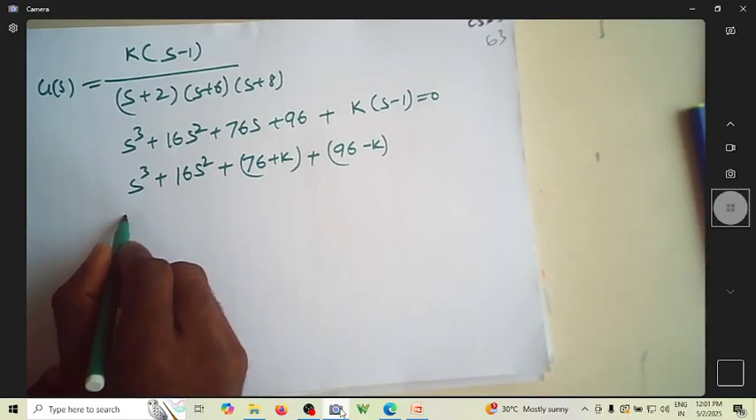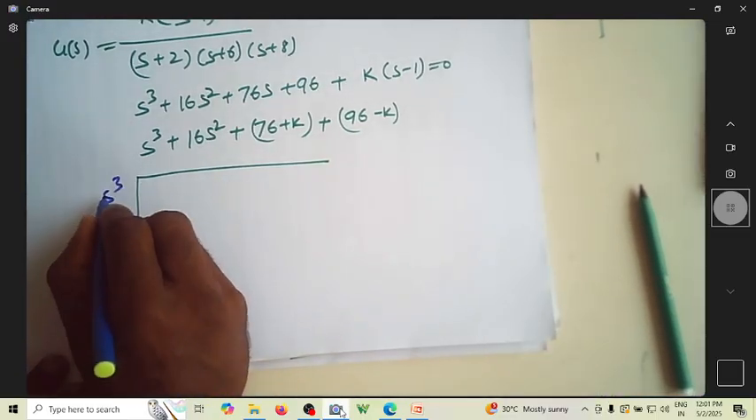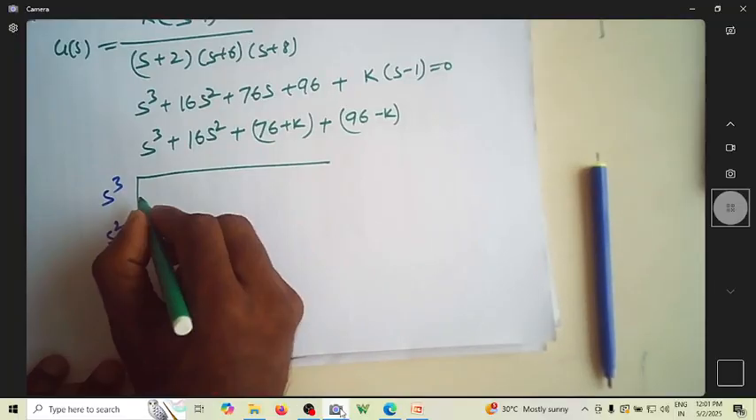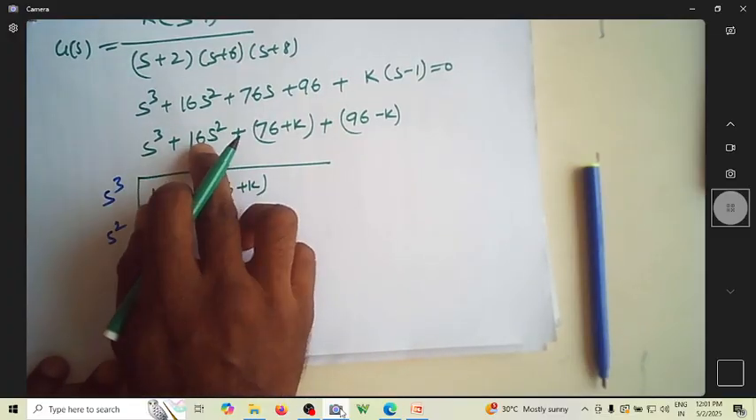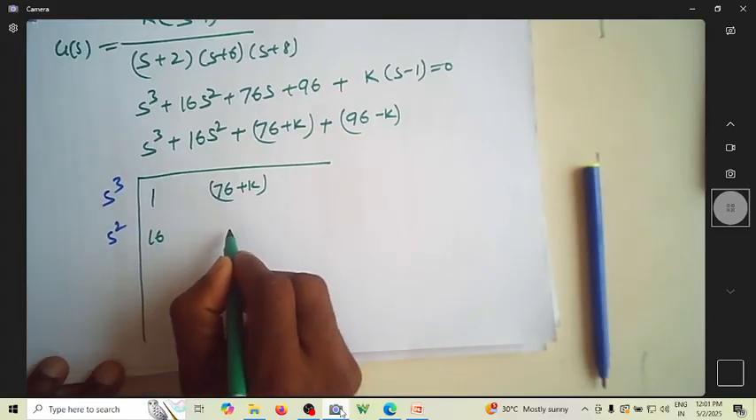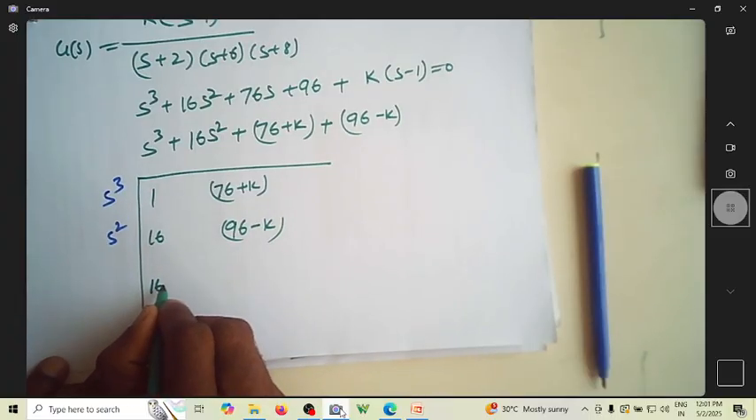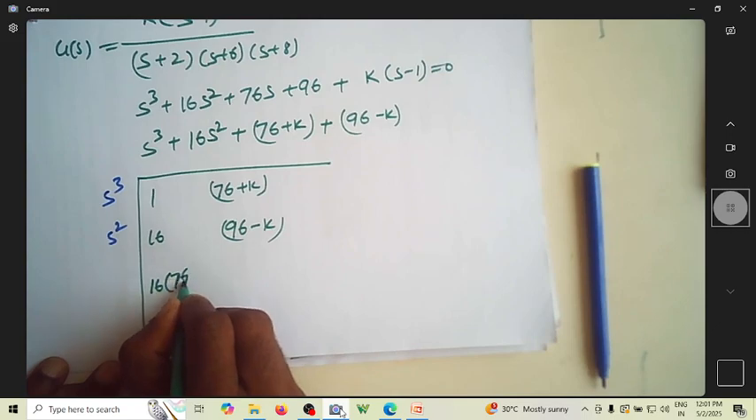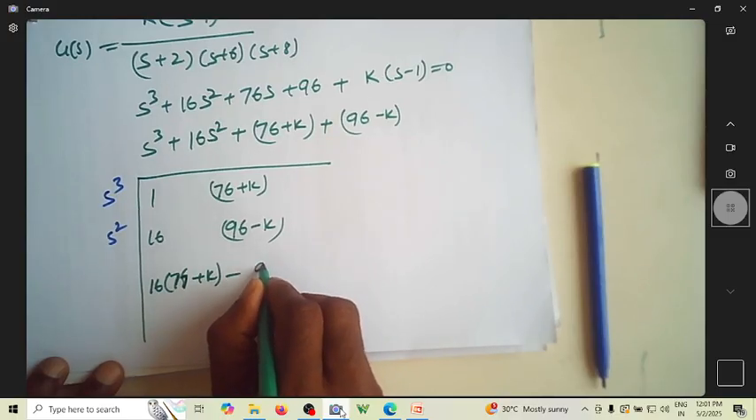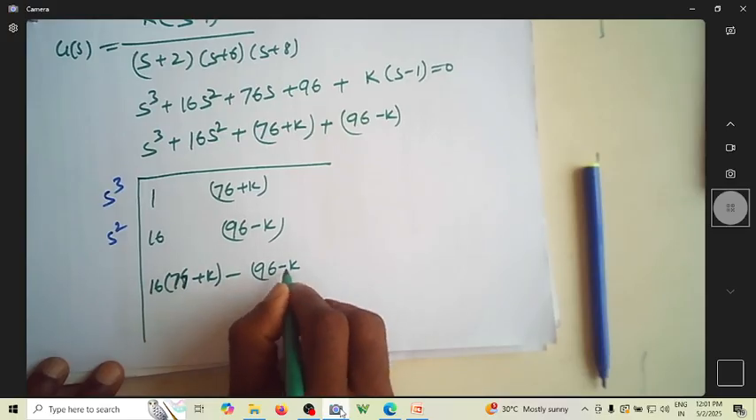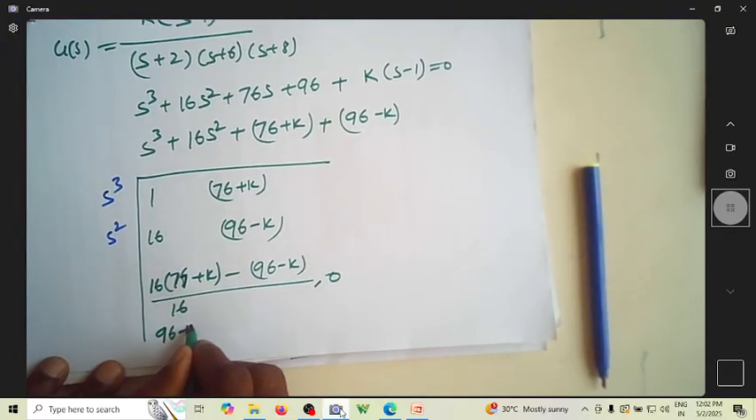Now I will write the Routh array. It is interesting to see what happens. This is s cube, s square. You can see now this is 1, 76 plus k, the alternate coefficients of s. It is 16, it is 96 minus k. So it is now 16 into (76 plus k) minus (96 minus k), by 16, and 0, and this is 96 minus k, correct?